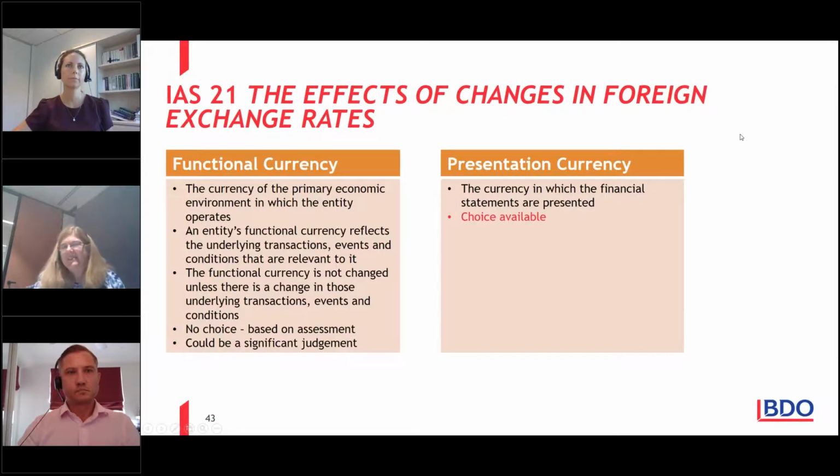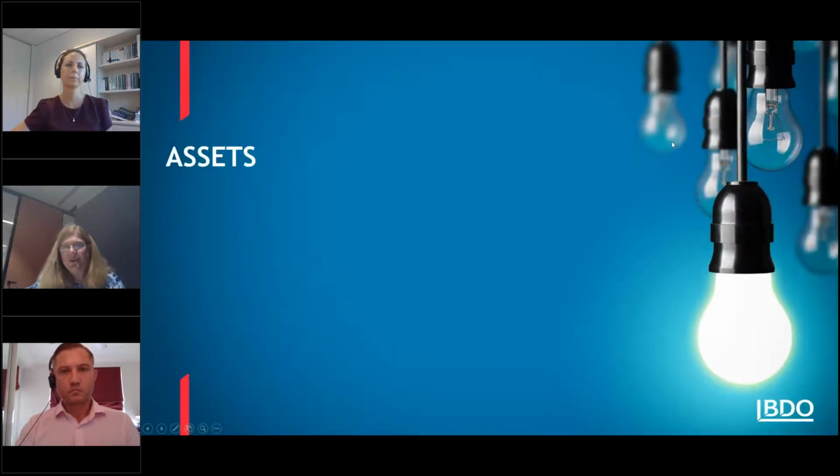Maybe some other presentation choices are around presentation currency. Now, functional currency is the currency of the primary economic environment in which the entity operates, and that is a matter of facts and circumstances. You make an assessment. There's no choice. It could be significant judgment that you have to disclose, but there's no choice. In contrast, presentation currency, the currency in which you present your financials, that is a choice, whether it's Australian dollar, US dollar, etc. So again, a presentation choice.